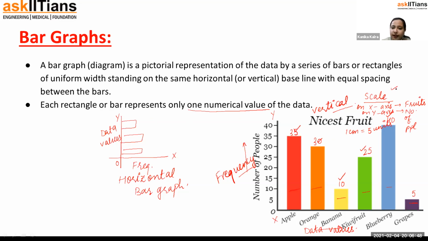This is really, really important because without scale, you cannot read a graph. I hope the bar graphs are clear to you. All right. Because students usually forget to write the scale, and that is the most important part of the graph. Without scale, you cannot read the graph. I'm basically emphasizing this scale. So make sure that you write the scale. This is really, really important.